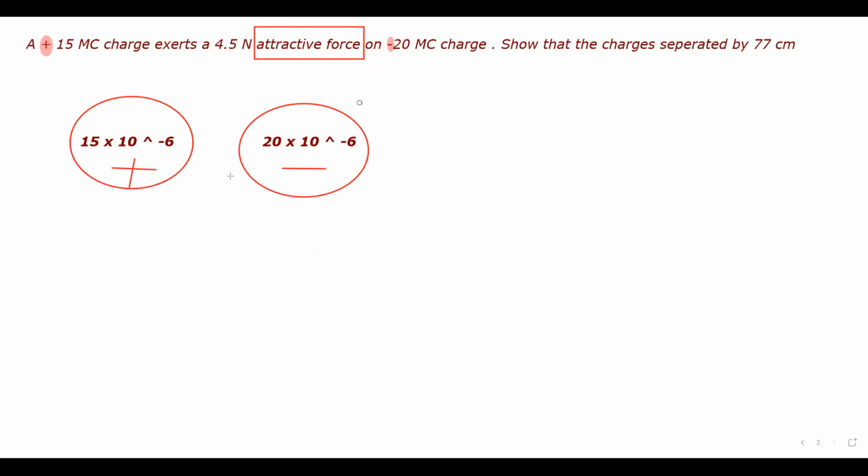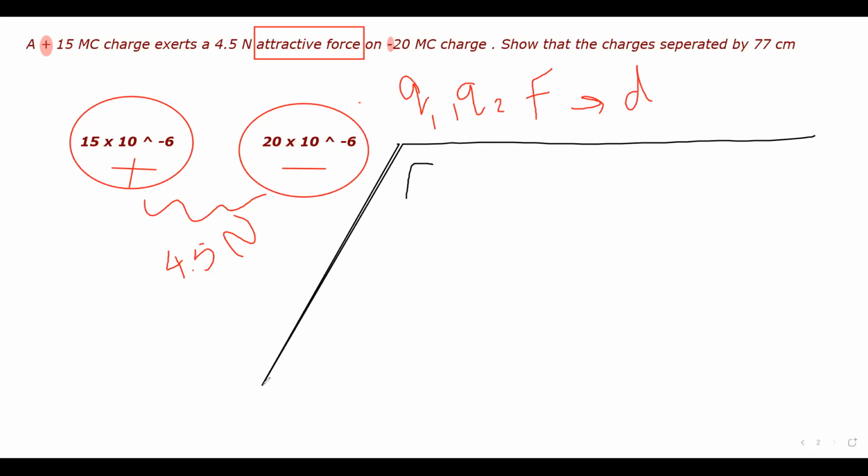Now, in this question, they told me that you have two objects. Both of them are charged, and the force between them is 4.5 Newton. Show that the charges are separated by 77 centimeter. So here they give me the quantity of the first charge, the quantity of the second charge, and the force, and they ask me to find the distance. So let's write now our formula.